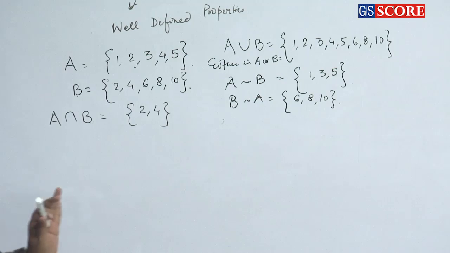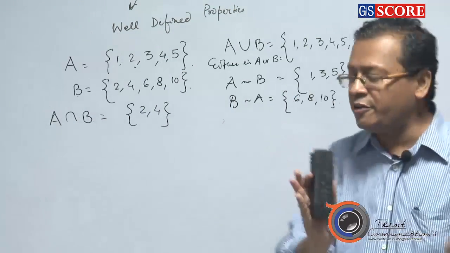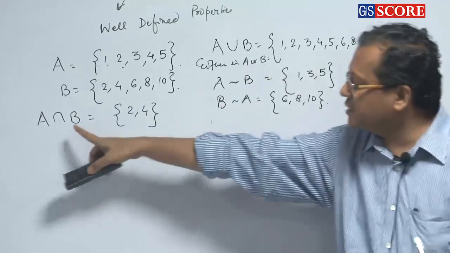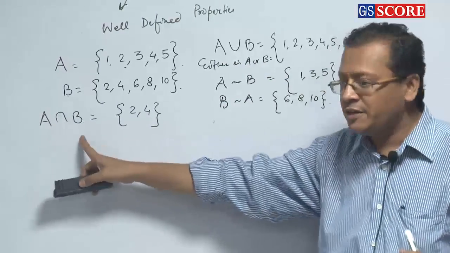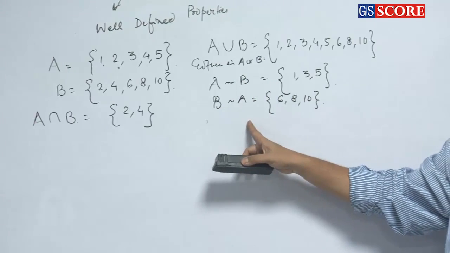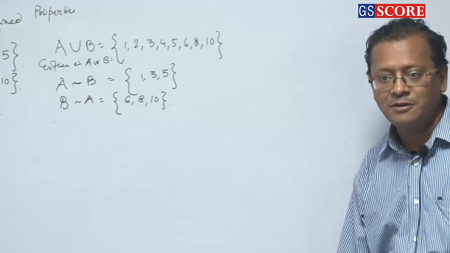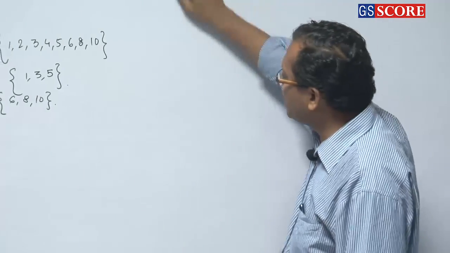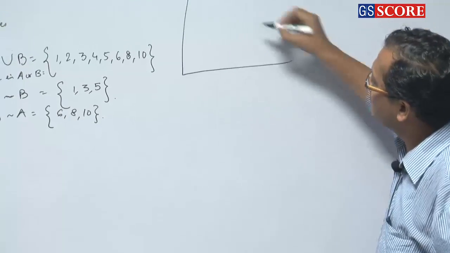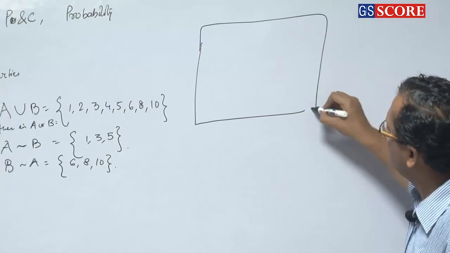No problem here. Now we can represent all these things. So this is either in A or in B. This is both A and B. This is A but not B. This is B but not A. Clear or not? Now we can represent all of this in a diagram which is known as Venn diagram.